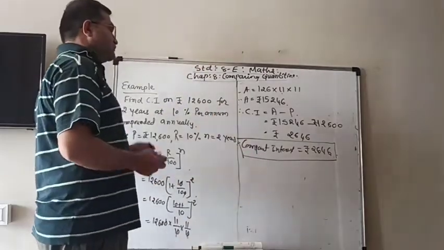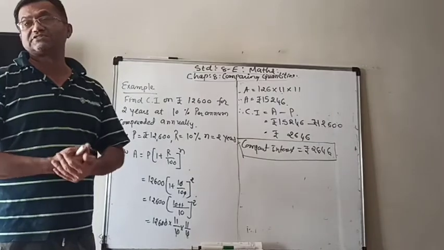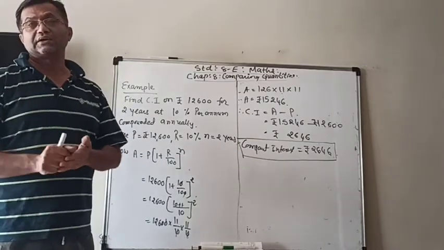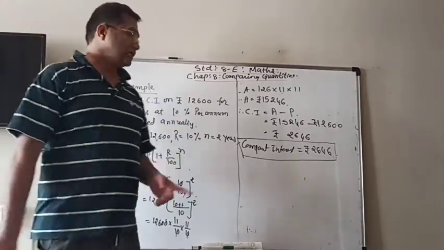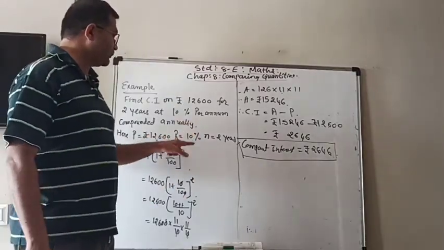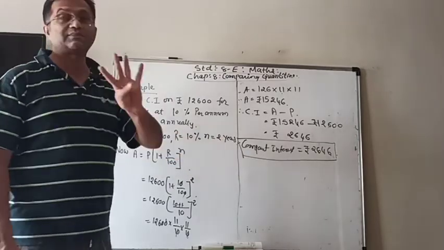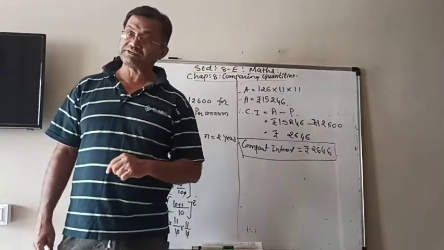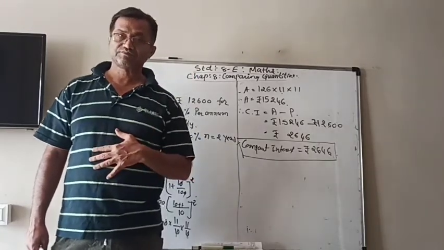And as I told you, if the interest is compounded not annually but half yearly, then in place of R we have to put R upon 2 and n will be double, because in 2 years there will be 4 times 6 months. So we have to write 4n for that.